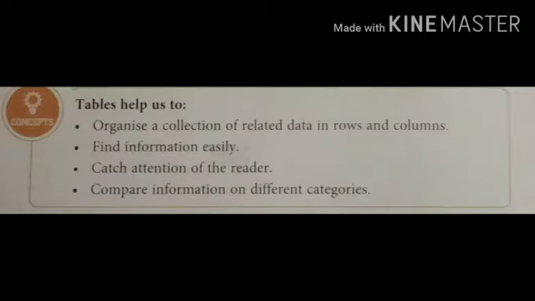Now, how is a table helpful to us? Table helps us in organizing data in the form of rows and columns. We can find information easily with the help of a table. It also catches attention of the reader, and we can also compare information on different categories with the help of a table. So this is how a table is helpful to us.